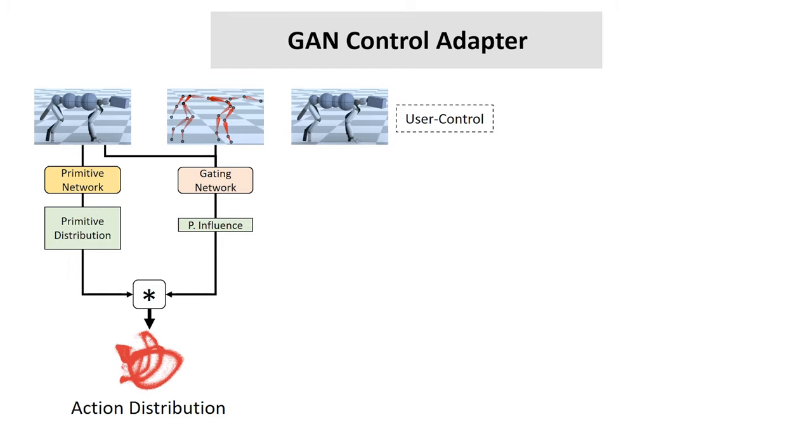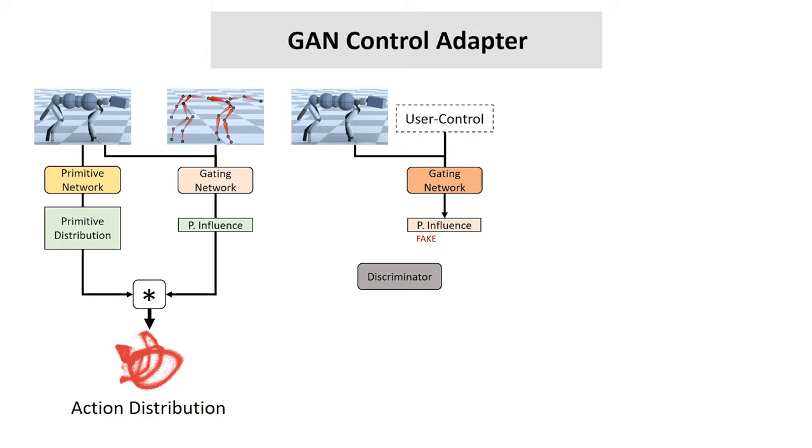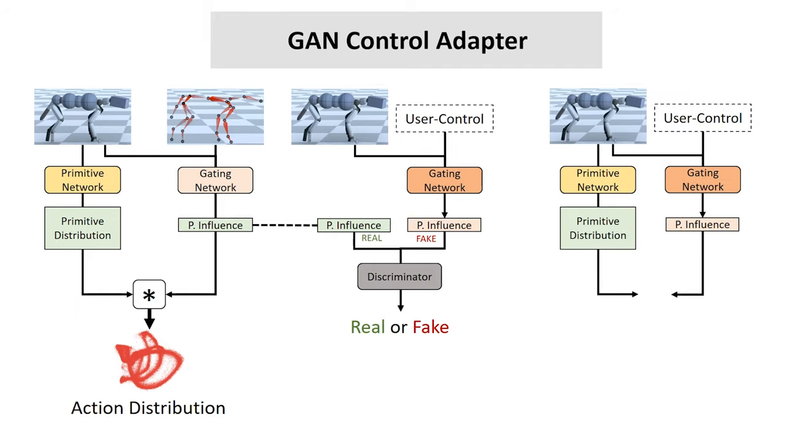We then adopt user control by using a GAN framework. Here, we consider our gating network's output as fake samples and the learned primitive influence as real samples. During inference, we replace the reference motion to enable user control.